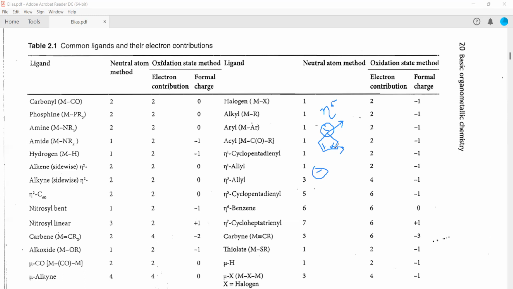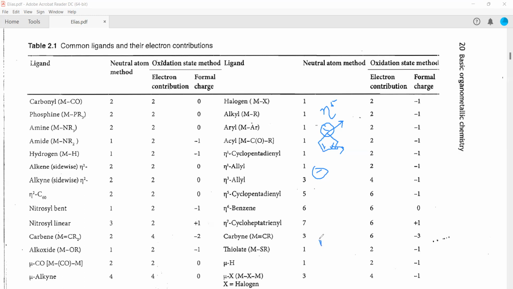Thiolate is similar to alkoxide, and it will also act as an X-type ligand. Mu H: H is hydride, which has a formal charge of -1, right? But it is written mu, so here hydride is acting as a bridging ligand. In that case also, it has only 2 electrons, right? One formal charge it is having, that is, it has 2 electrons. So how many electrons can a hydride share at most? Even though it is connecting to two metals, it can only share two electrons at a time.